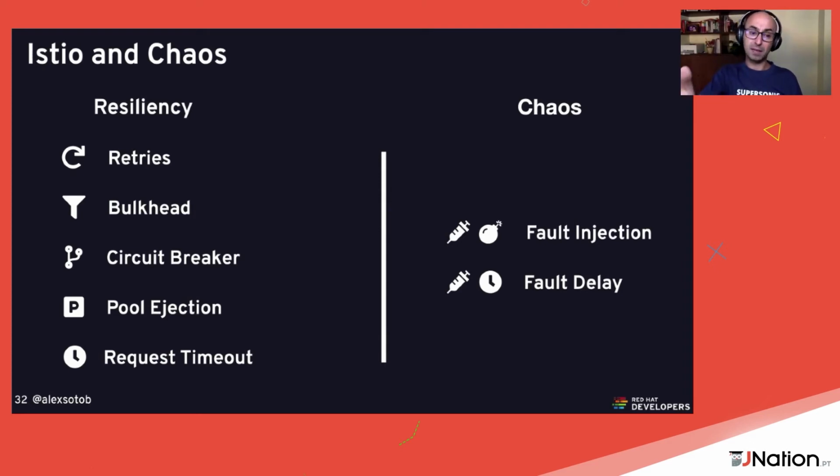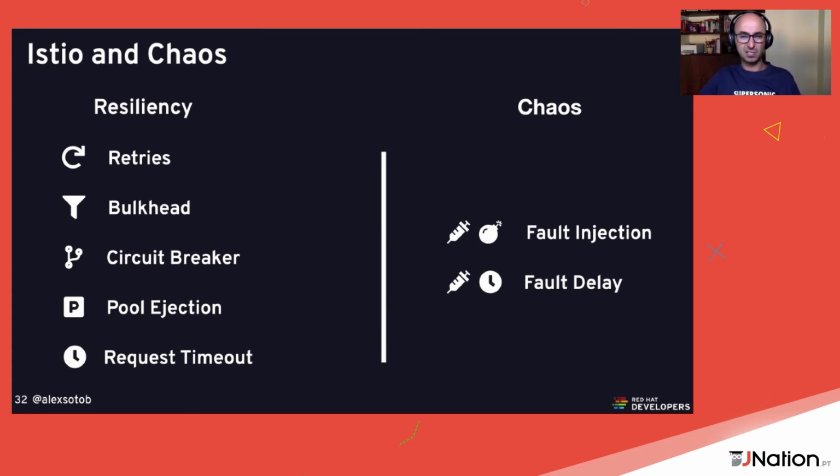The same goes for the bulkhead pattern, circuit breaker pattern, pool ejection or request timeout. All these resiliency patterns, probably most of you are already using some of them. If you're in the Java ecosystem, then you're probably using Resilience4j to make these things happen. All these features are moved from this library into an Istio proxy. So you do not need to take care of anything.